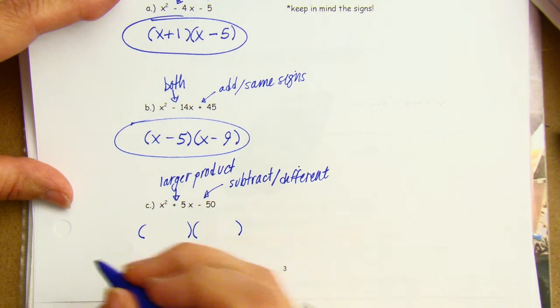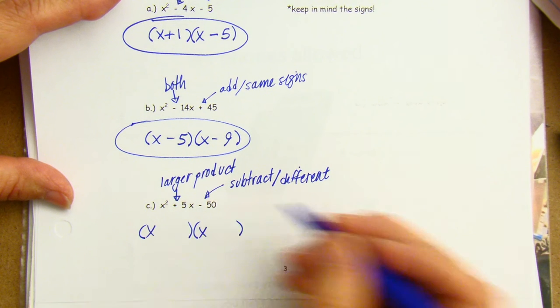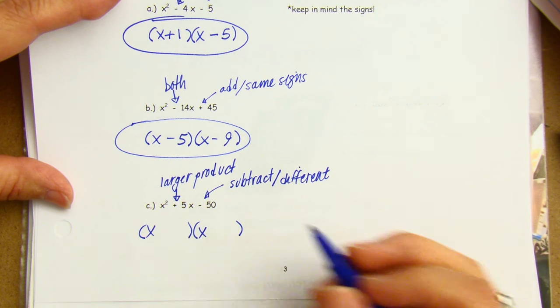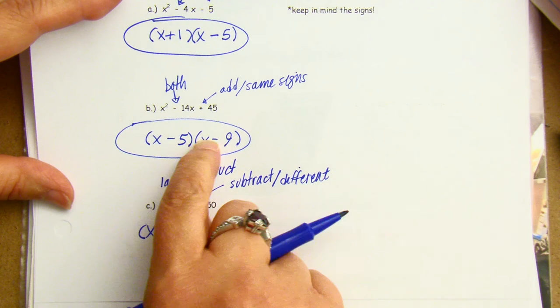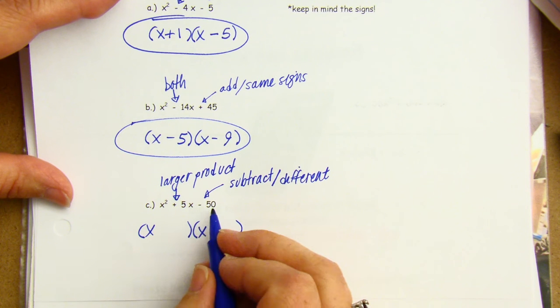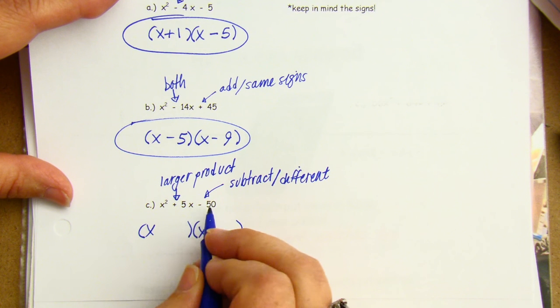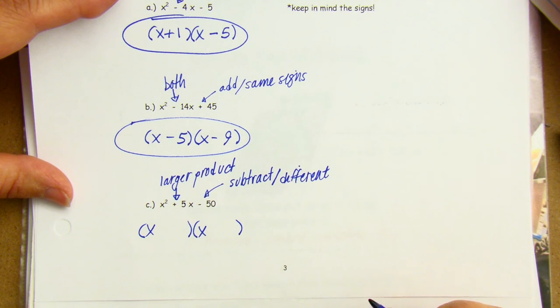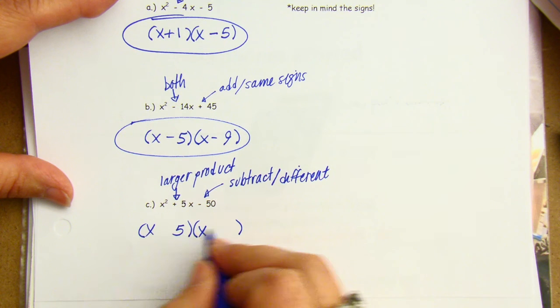All right, x squared. The only way to get x squared is x times x. We know the signs are different. I'm not going to put the signs in yet. When they're the same, I fill them in right away. But when they're different, I don't. I have to first figure out what two numbers multiply to 50 that when I subtract them give me a 5. Well, that would be 5 and 10.